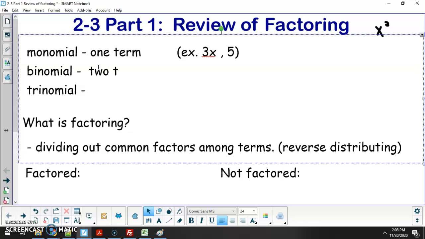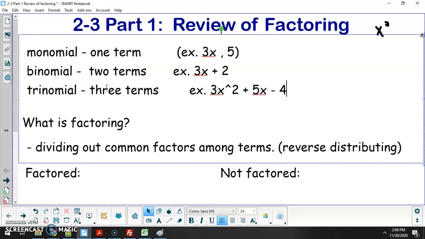Binomial, of course, is two terms, and we've multiplied some of those together, like 3x plus 2. We multiplied two binomials together, 3x plus 2 times 3x minus 1. And a trinomial is three terms. When you have trinomials, you can't always factor, but sometimes you can, and we'll talk about that. A trinomial might be something like 3x squared plus 5x minus 4, and that might be factorable, it might not be, but if it has an x squared on it, then there's a chance that you could factor it, and there are a bunch of different ways you can factor.